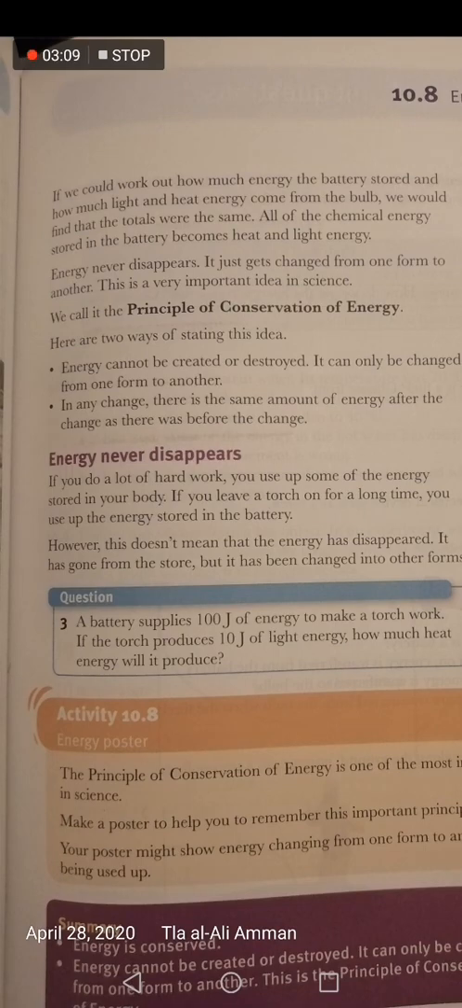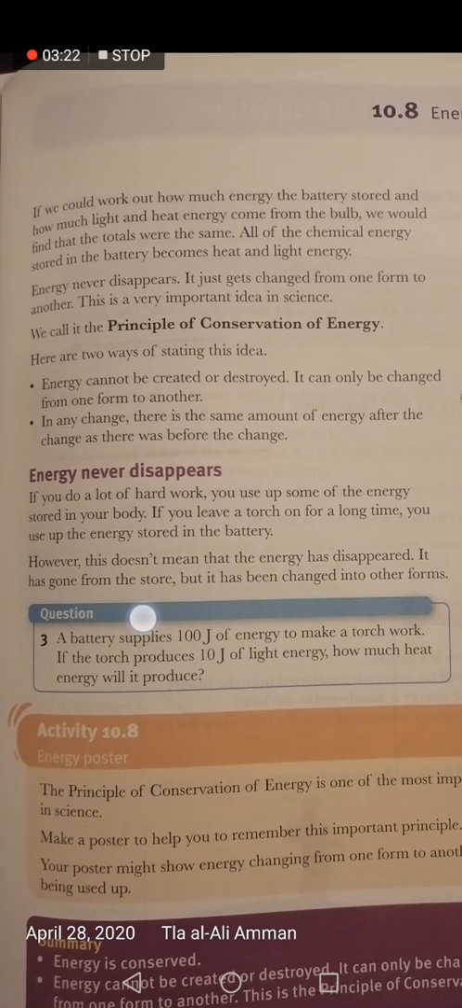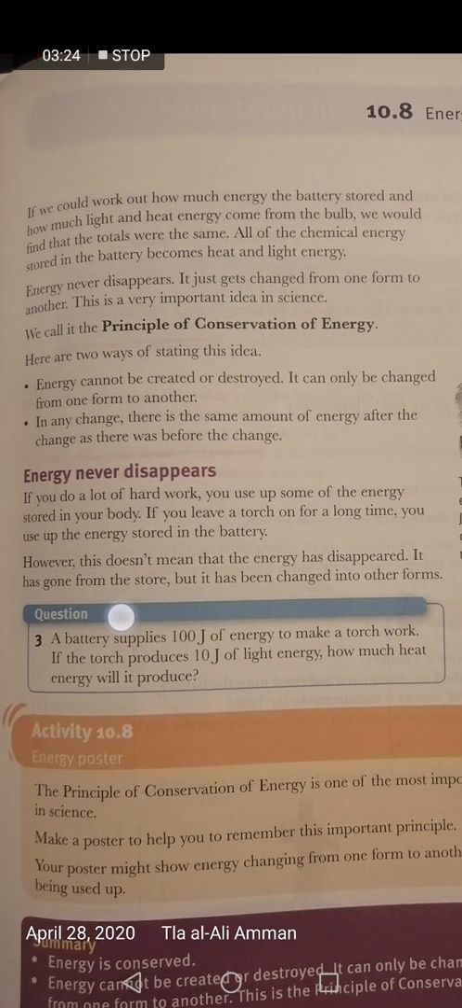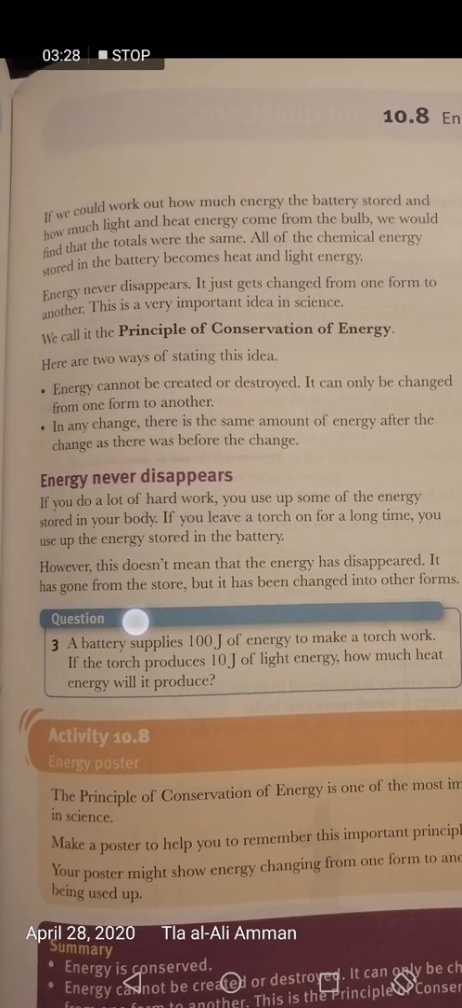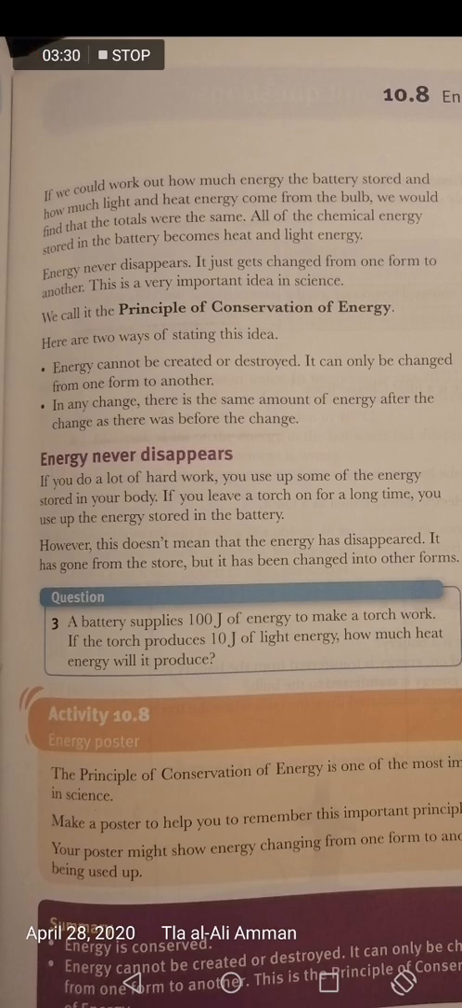So this is called the principle of conservation of energy. Now this principle, what are the main ideas in it? The first idea is that energy cannot be created or destroyed. It can only be changed from one form to another. Like we said in many different examples before, energy doesn't come from nowhere and it does not disappear. It only changes and transfers from one type to another.